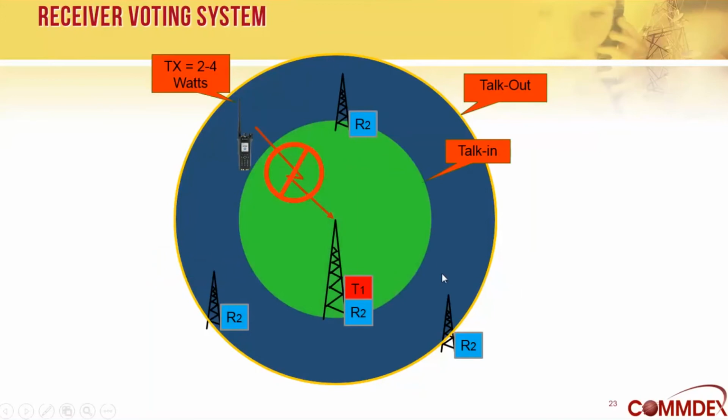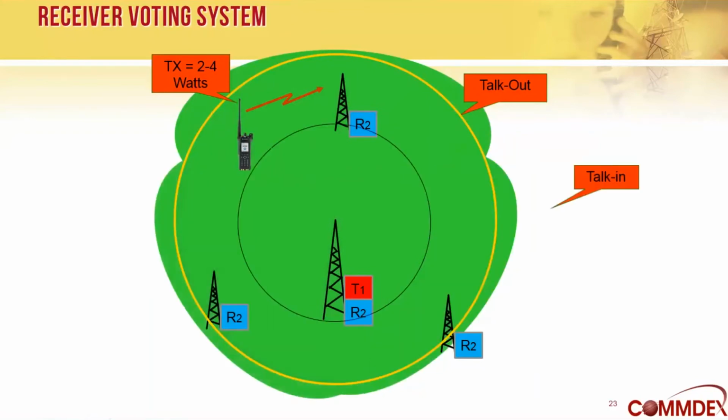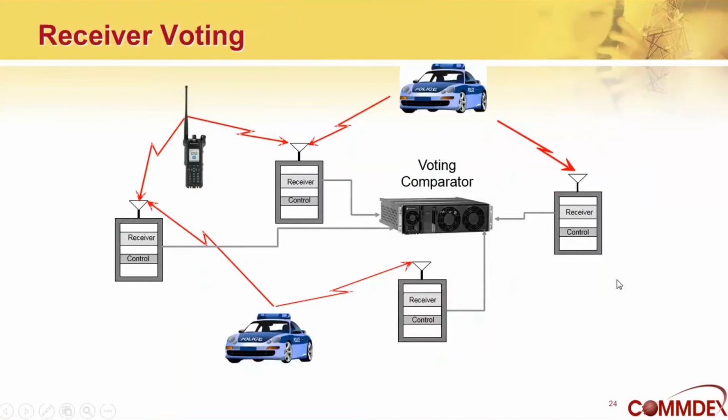And here's the difference between our talk in and our talk out coverage. So if you could then receive from multiple points, you could then equalize your talk in and your talk out coverage. And that's basically what was happening. So how do we do that? We do it with a device called a voting comparator.